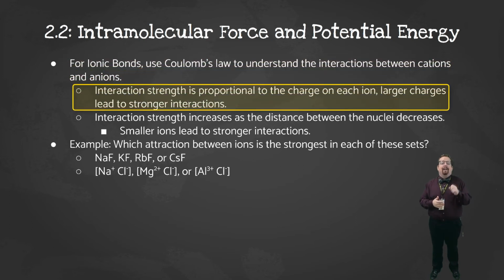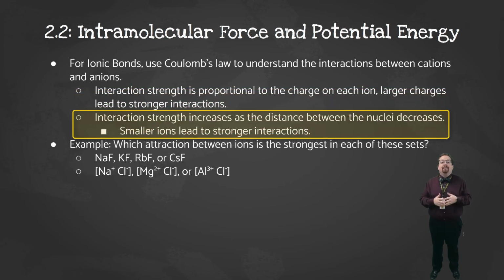The strength of the interaction between a cation and an anion is proportional to the charge on each atom. The larger the charges, the stronger the interactions. The interaction strength is also affected by the distance between the nuclei of the two ions. If that distance is smaller, your interaction is larger. The distance between the nuclei is determined by the size of the ion. So smaller ions lead us to stronger interactions because the distance between the nuclei can be reduced.